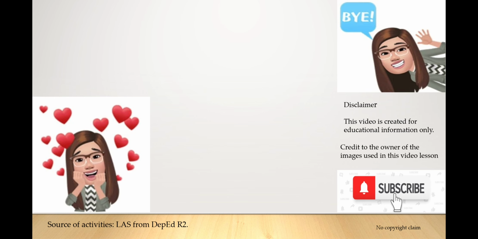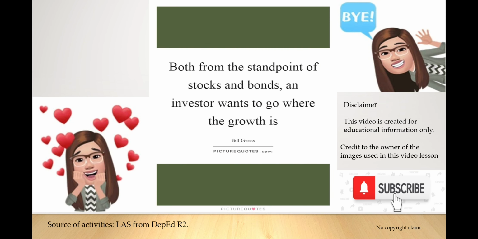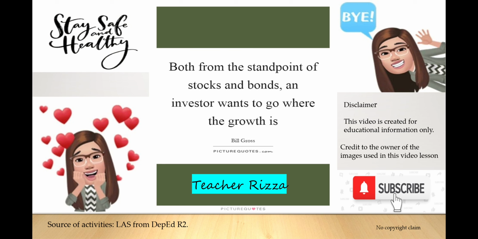And before we end this lesson, let me share this quotation according to Bill Gross. Both from the standpoint of stocks and bonds, an investor wants to go where the growth is. Remember that there are 2 ways to make money in our modern world. The first way is to earn money from income by working by yourself. And the other way is to grow your fortune, is to invest your assets so that it will increase its value over time. And you can invest that in a certain corporation, organization, or company with a high possibility to gain profit. Again, this is Teacher Riza, always saying stay safe and stay healthy.